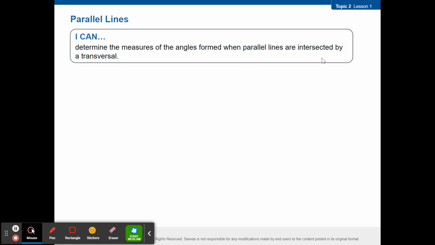All right. Our I can statement is determine the measures of the angles formed when the parallel lines are intersected by a transversal. All right. So we are getting into parallel line proofs. I will tell you this much. There is a proof on your topic 2 test. All right. So keep it in mind. I know proofwriting's amazing. I love proofwriting too. Some are, some aren't, just like the last test.